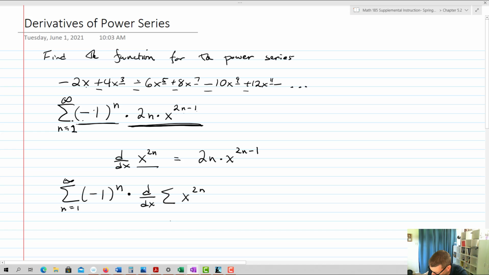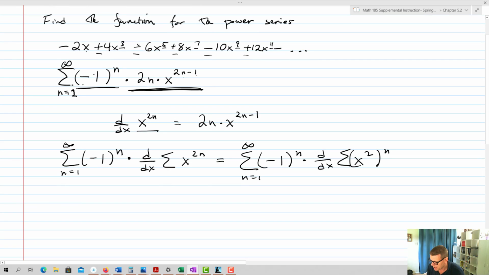And that is actually equal to the sum, n equals 1 up to infinity, of negative 1 to the n times d dx of the sum of x squared to the n. And it's at this point that I want to move in my negative, because now both my powers are equal to one another. So this thing here is actually the derivative of this, and for this one, I'm going to be able to find one of our well-known power series.